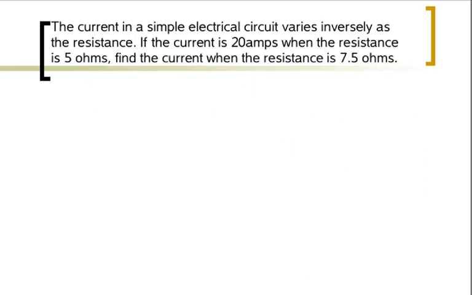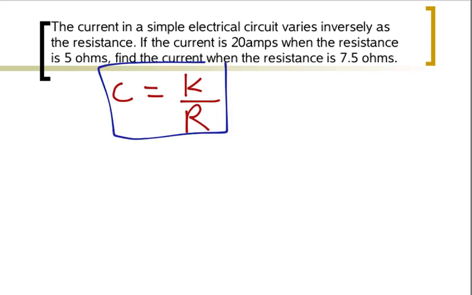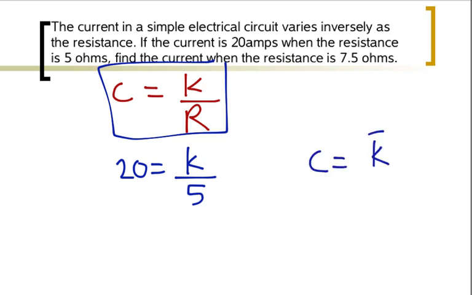So let's do one more problem. This one's varying inversely. So it says the current in a simple electrical circuit varies inversely, so current equals k over the resistance. If the current is 20 amps when the resistance is 5 ohms, find the current when the resistance is 7.5 ohms. So I just plug it in the formula that I created. So current is 20 amps equals k over resistance, which is 5. In my second equation, I want current equals k that I want to figure out over my resistance, which is 7.5.